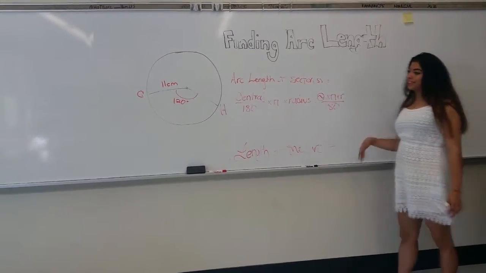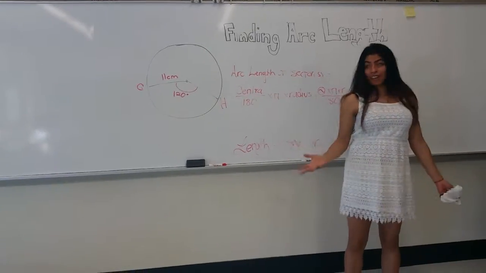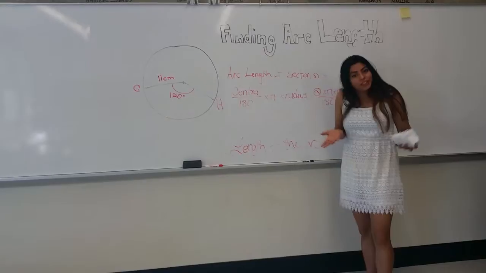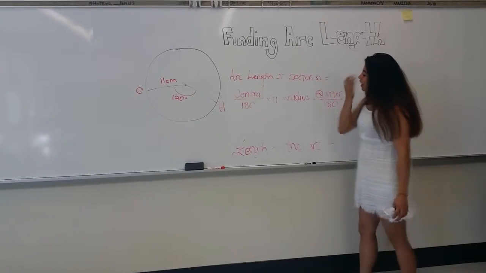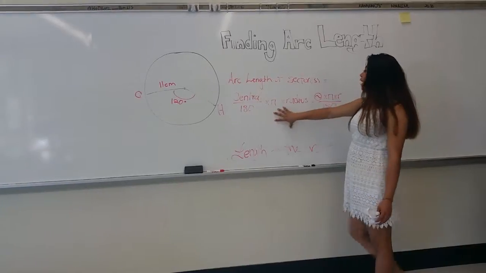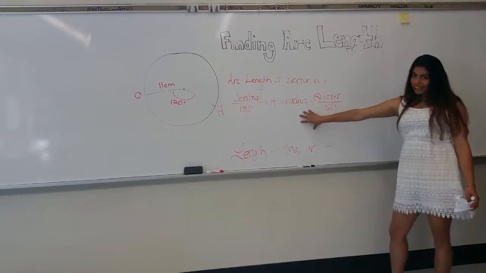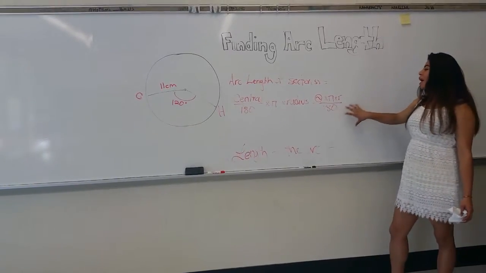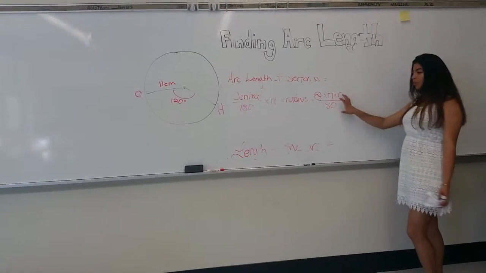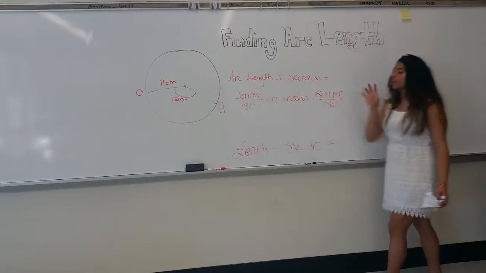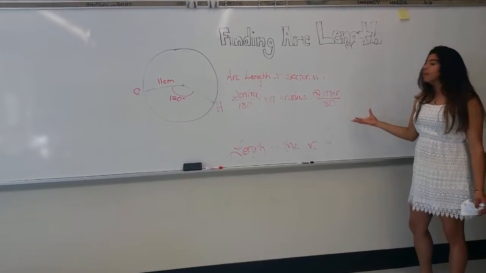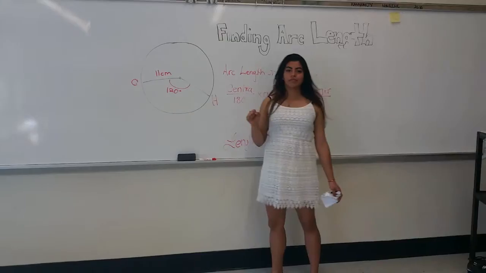So today, you guys, we are trying to find the arc length. The first step in finding the arc length is knowing the formula. Because if you don't know the formula, how are you going to do it? Okay, so it starts with central angle over 180 times pi times radius, which equals angle times pi times r over 180. This is just a little shortcut from that. So once we start trying to find the arc length, it'll be easier.